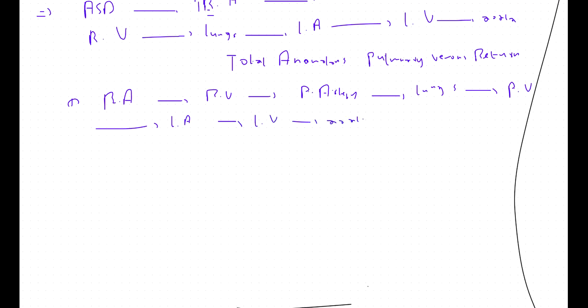Okay. Now, what is happening in the pathology? It is very important to understand what's happening in the pathology. The blood goes from the right atrium to the right ventricle. From the right ventricle, it will go to the pulmonary artery.